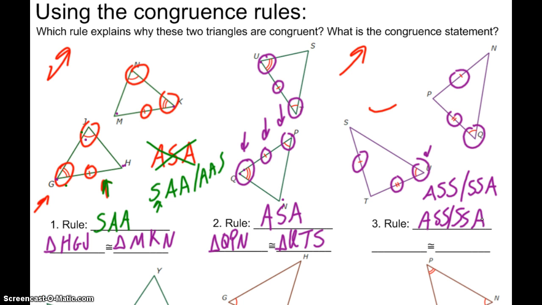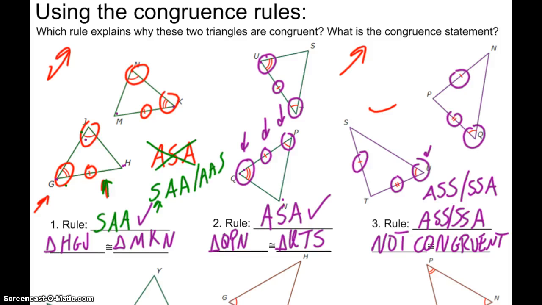And what do you think? If I use angle, side, side, is that a way to show that those two triangles are congruent? No, definitely not. So we can't say they're congruent. Remember, from our previous notes, SAA works, ASA works, but ASS does not work, right? So those are not congruent. Definitely not.